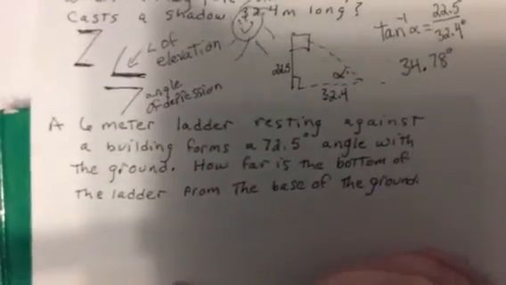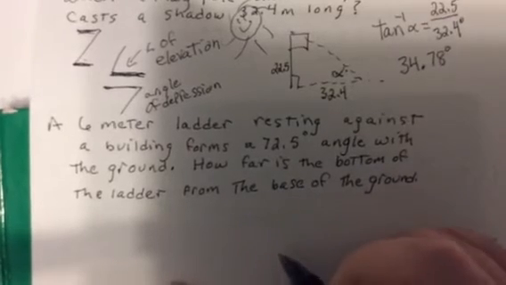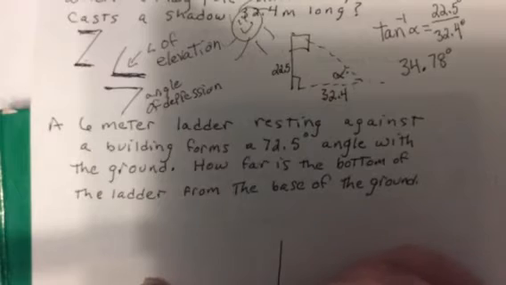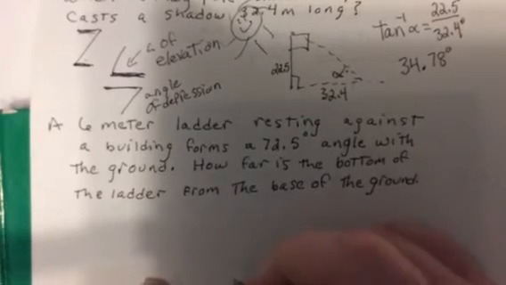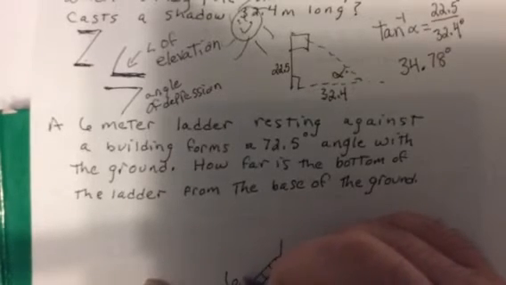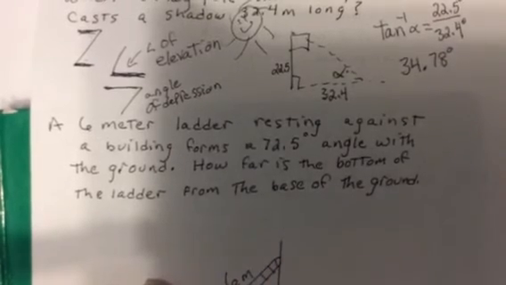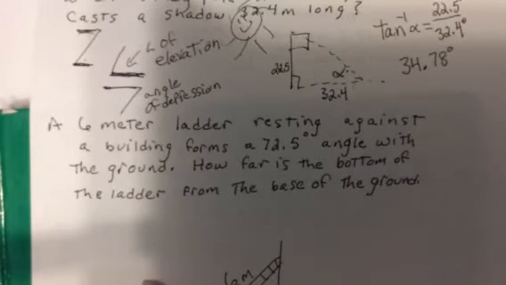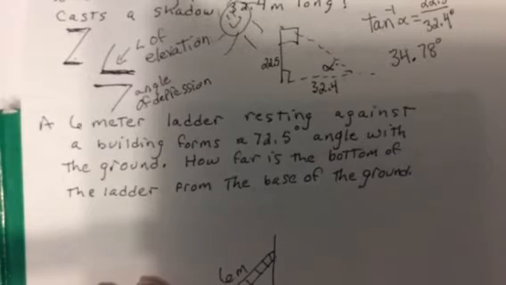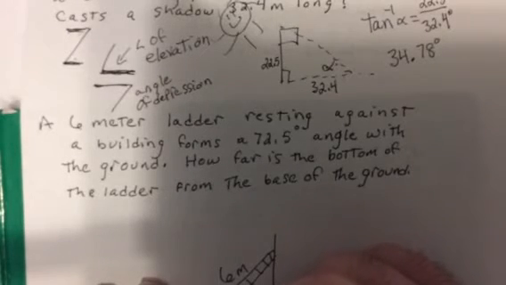The last problem we're doing today, way down at the bottom. A 6-meter ladder is resting against a building. So we have a building. Now you have to assume the building is a right angle, but that's not always true. Here's our 6-meter ladder. Resting against the building, it forms a 72.5 angle with the ground.